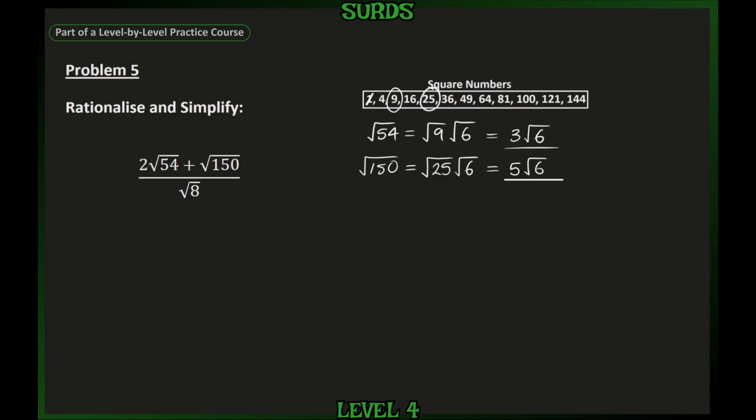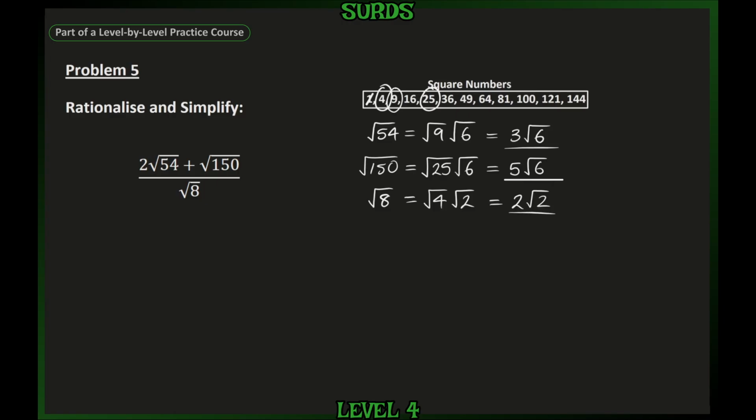Finally, looking at the denominator, we have the square root of 8. And 8 can be written as 4 times 2, where 4 is a square number. So the square root of 8 can be written as the square root of 4 times the square root of 2. And the square root of 4 is 2. So this becomes 2 root 2.